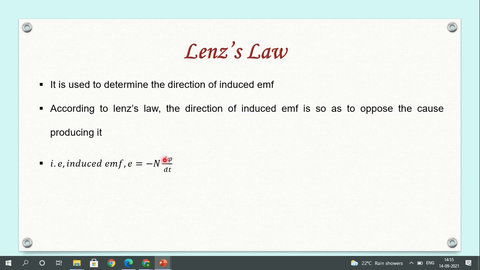The cause is the change in flux. In order to show that the induced EMF will oppose the cause, we add a negative sign to the magnitude of induced EMF. We have to show that the induced EMF is in a direction opposite to the cause producing it, so we add a negative sign. So we can write the EMF induced in a coil as minus N into d phi by dt.